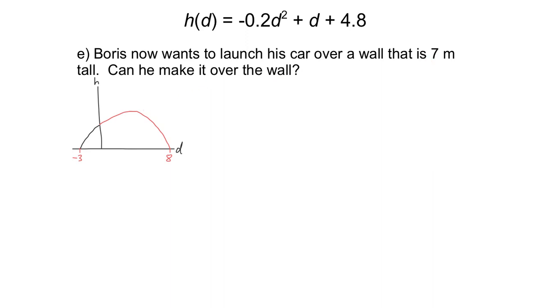Well, I need to find his maximum height to see if it's even possible for him to get over a wall that's 7 meters. So if his maximum height is over 7 meters, then yes, I can say he could make it over the wall. But if his maximum height is not above 7 meters, he's not going to make it over the wall. So really, you're finding the vertex.